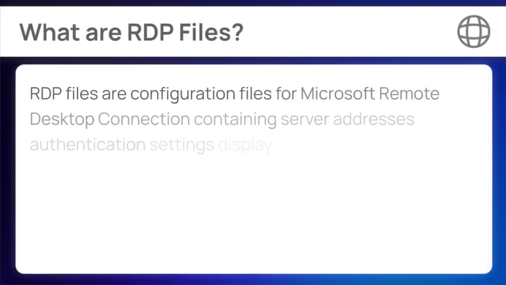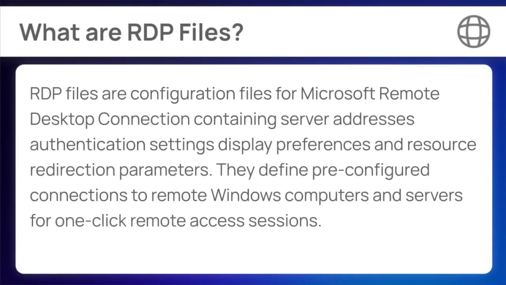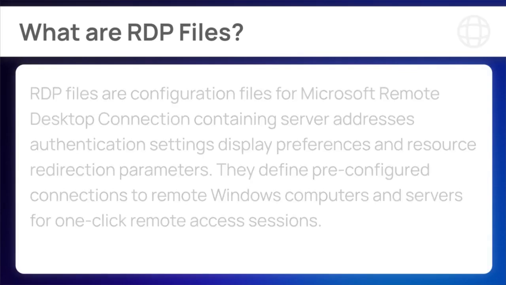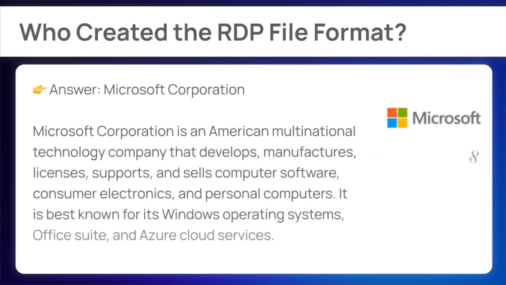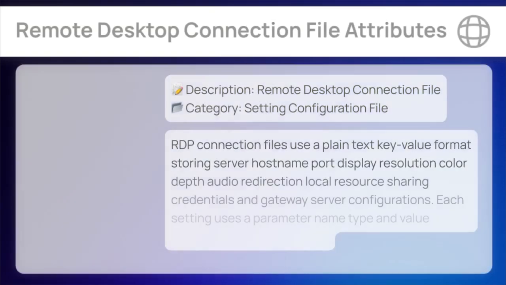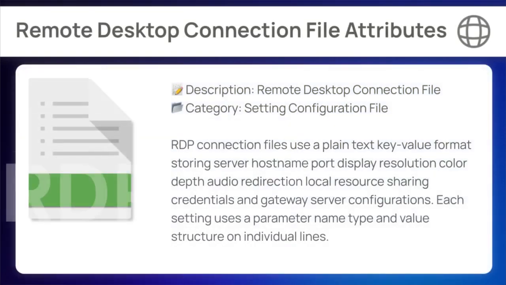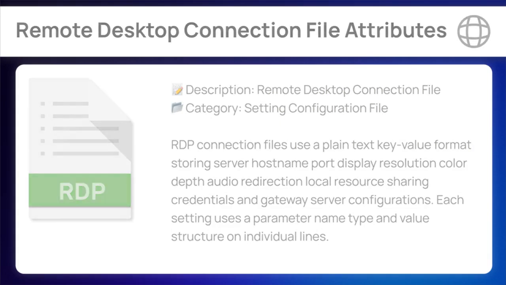RDP files are configuration files for Microsoft Remote Desktop Connection, containing server addresses, authentication settings, display preferences, and resource redirection parameters. They define pre-configured connections to remote Windows computers and servers for one-click remote access sessions. RDP connection files use a plain text key value format, storing server hostname, port, display resolution, color depth, audio, redirection, local resource sharing, credentials, and gateway server configurations. Each setting uses a parameter name, type, and value structure on individual lines.